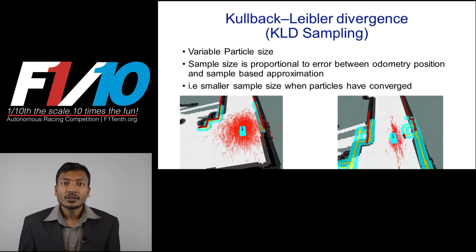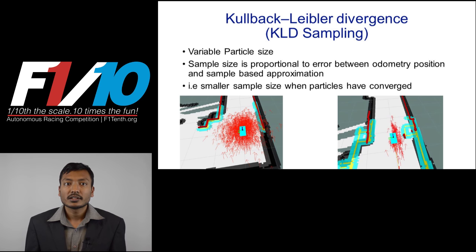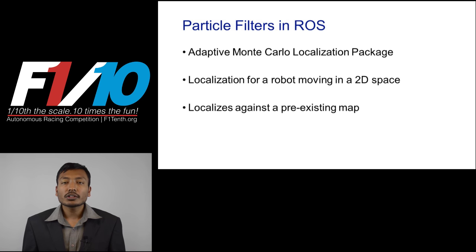Initially, when the position is unknown, the particle cloud is large, as seen in the first figure, due to the uncertainty in the position. But as the car moves, the particles converge and the particle cloud size reduces. Thus, KLD sampling culls the redundant particles and improves the performance. Now that we saw how particle filters can be used for localization, let's see how it is implemented in ROS. This is implemented as the adaptive Monte Carlo localization package, commonly known as the AMCL package. The word adaptive refers to the KLD sampling.